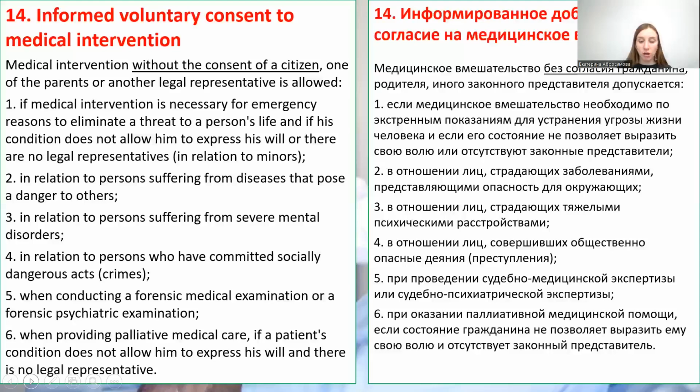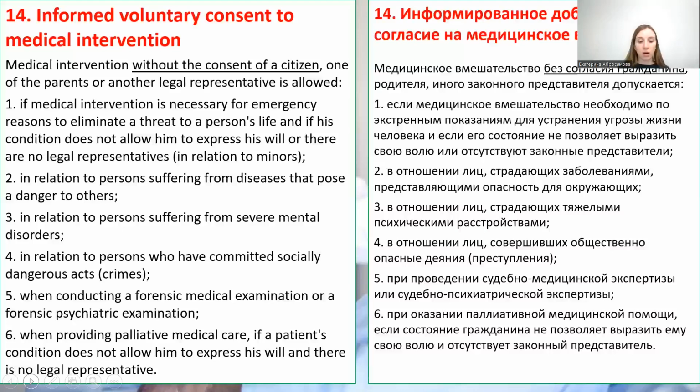The decision on medical intervention, if it is necessary for emergency reasons or in relation to persons suffering from diseases that pose a danger to others, is taken by a concilium of physicians, and if it is impossible to call this concilium, directly by the attending physician or by the court in cases and in accordance with the procedure established by the legislation of the Russian Federation. The decision on medical intervention in relation to persons suffering from severe mental disorders or in relation to persons who have committed socially dangerous acts is taken by the court. And the decision on medical intervention when providing palliative medical care is taken by a medical commission, and if it is impossible to assemble this commission, by a concilium of physicians or directly by the attending physician.